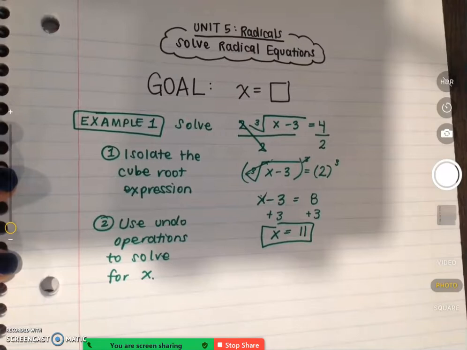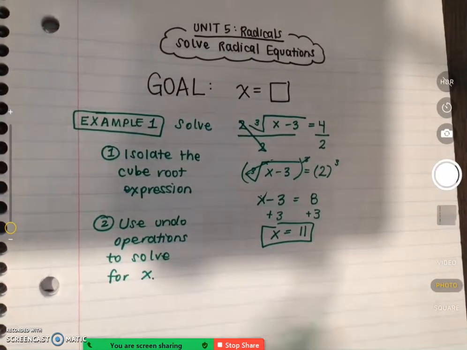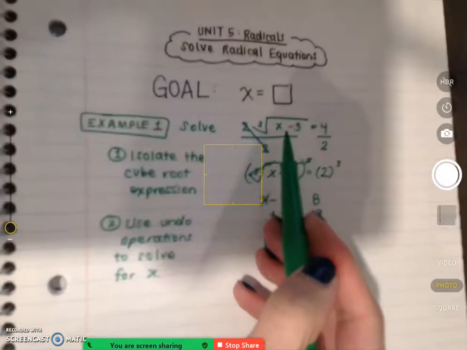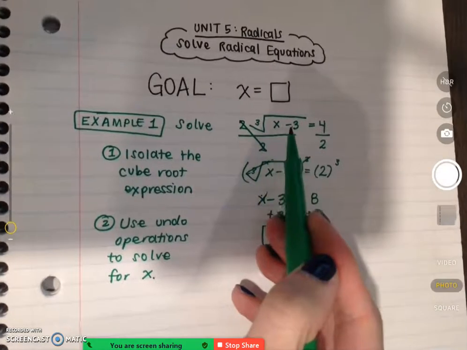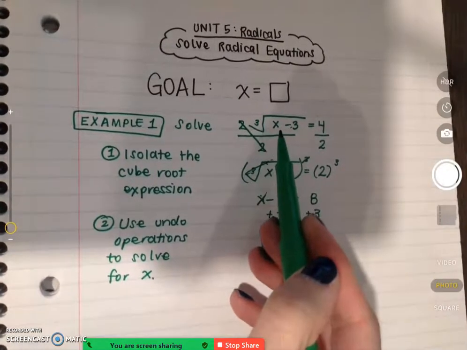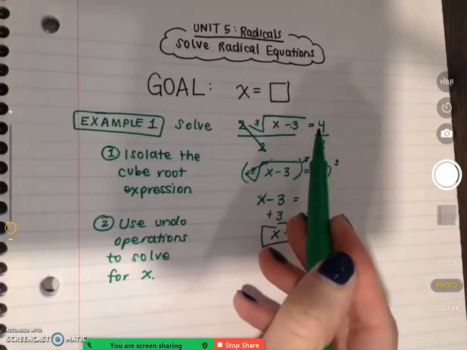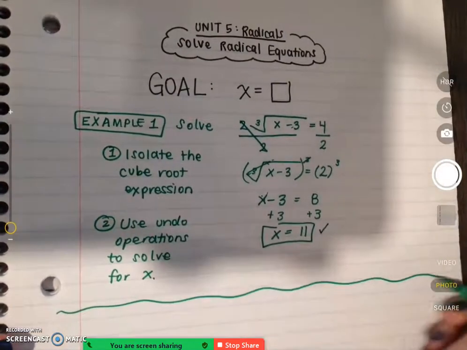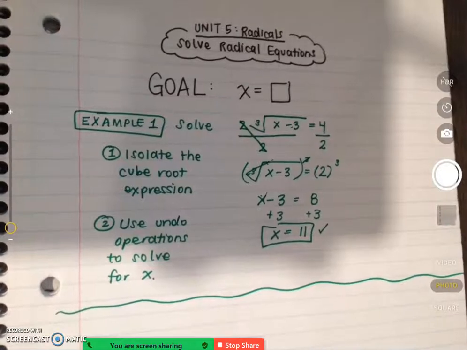I could check my solution by inputting 11 back into the original cube root equation. So if I input 11 for x, I would have 11 minus 3, which is 8. The cubed root of 8 is 2 times 2 equals 4. That's how you can check your answer. So we just solved a cube root equation.